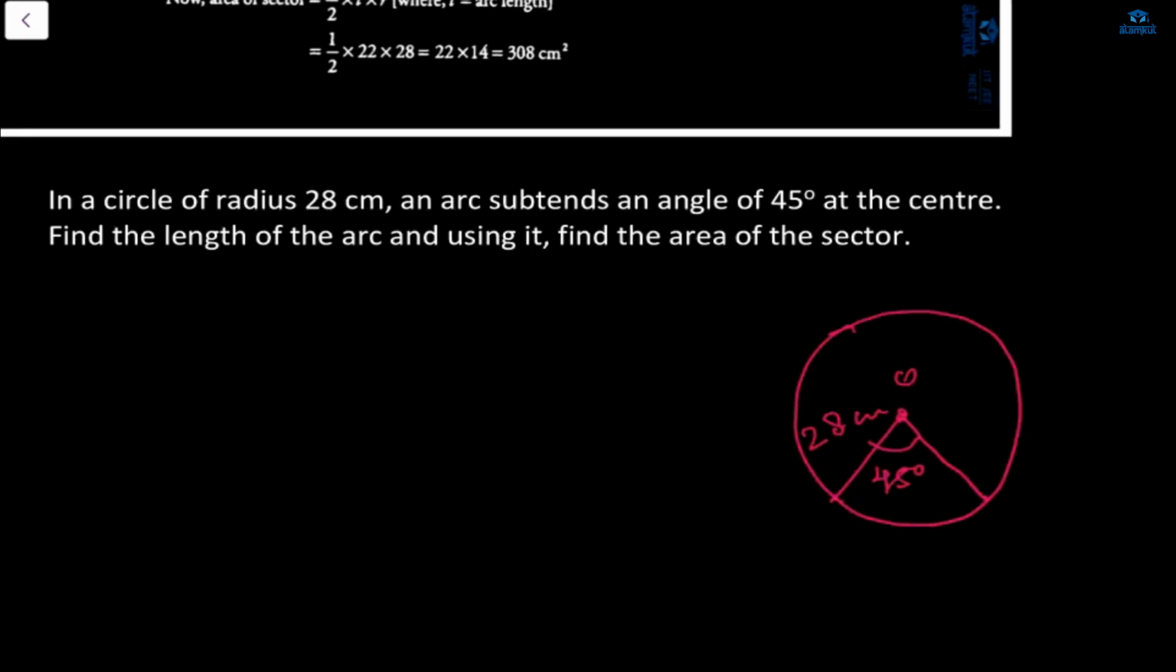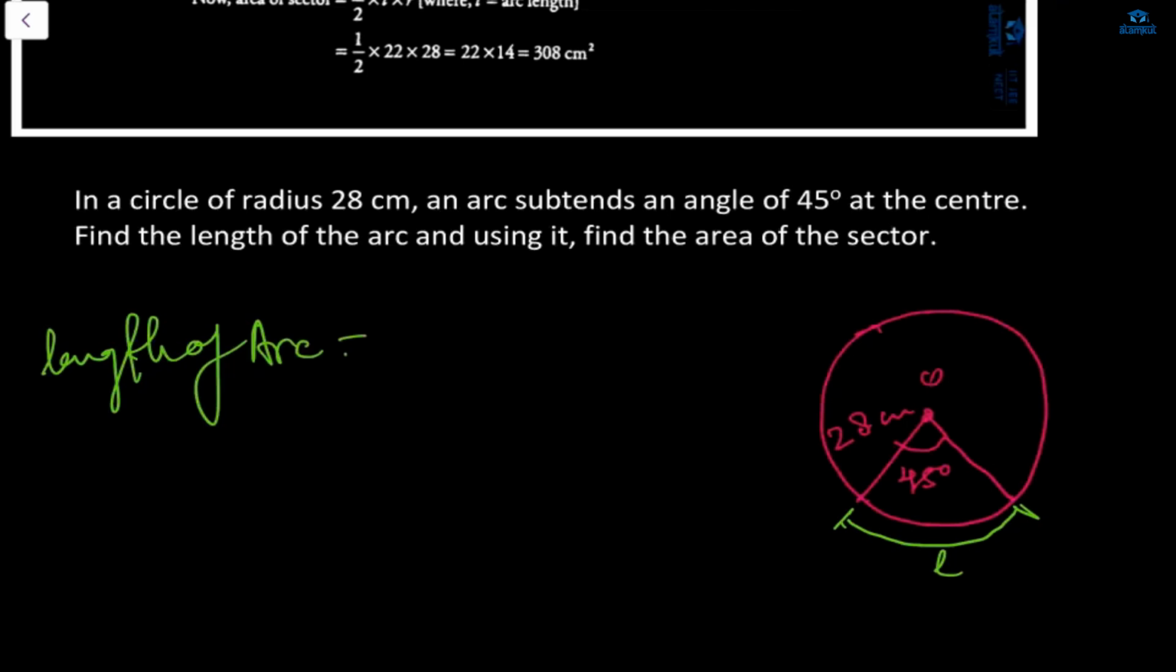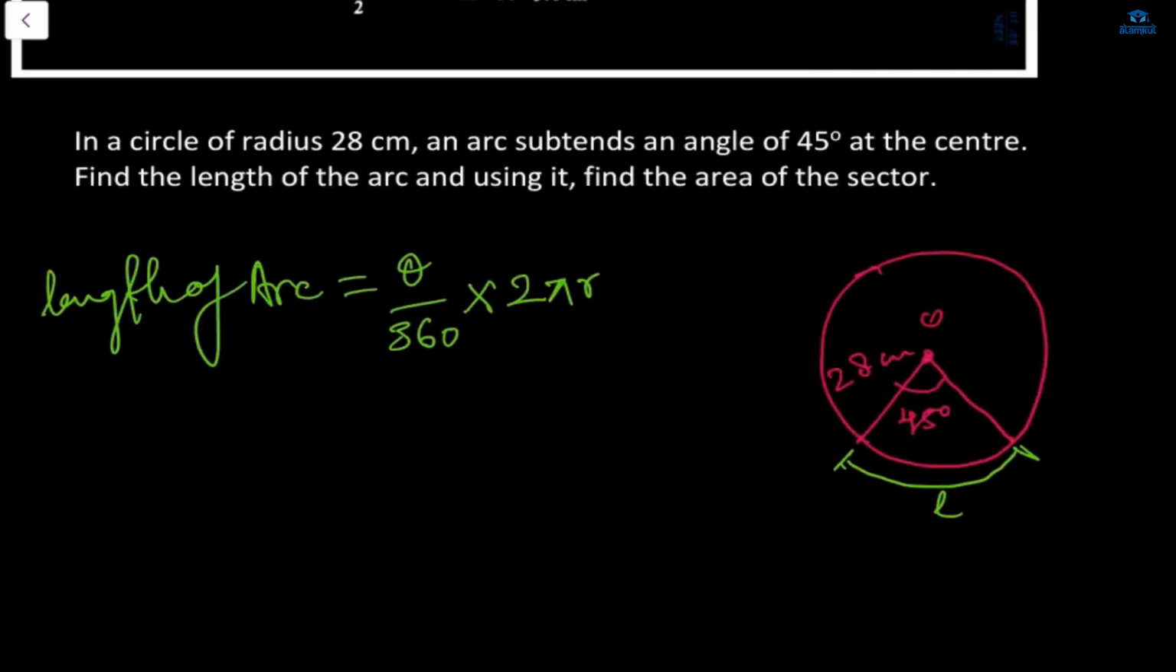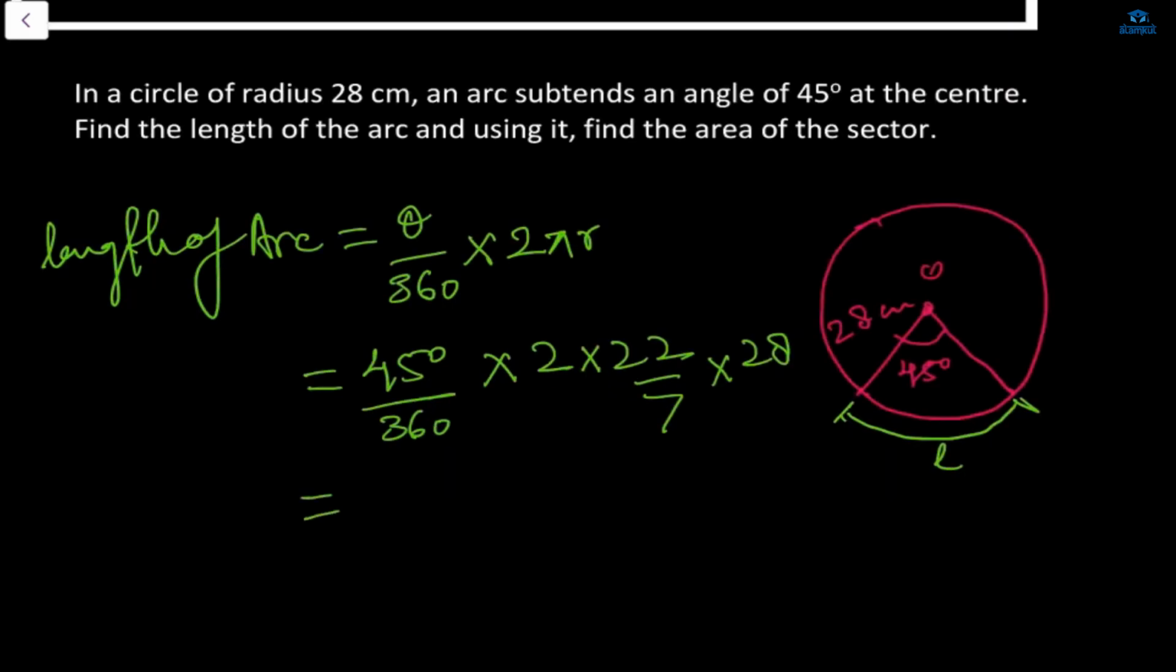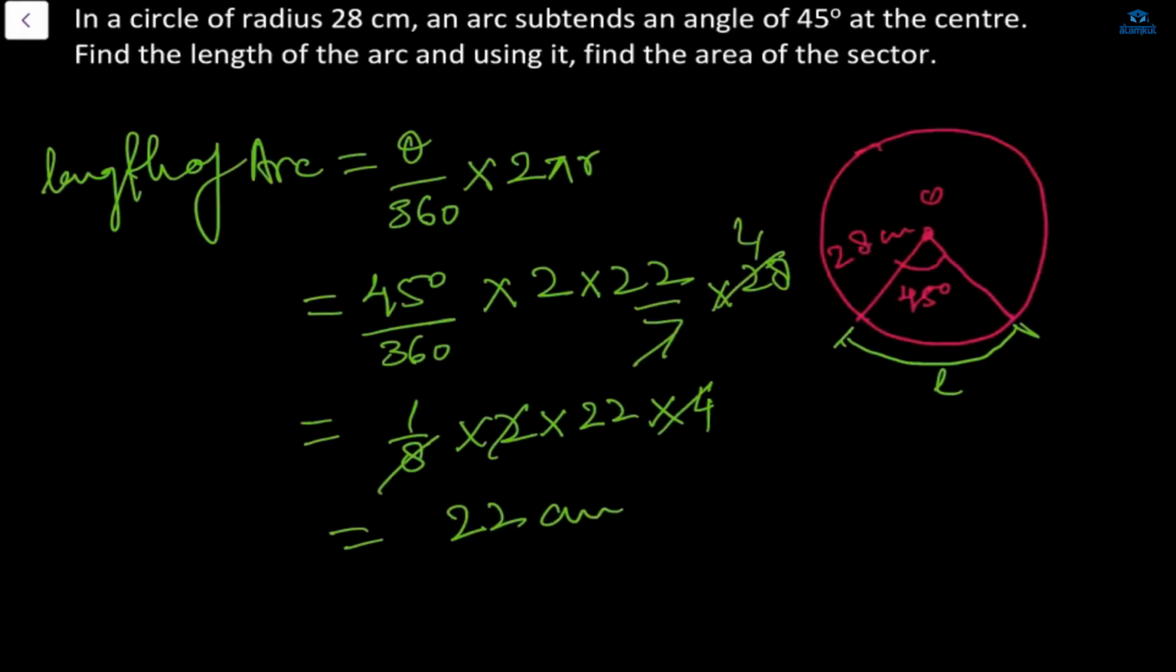Now, here we have to find the length of the arc. So what will be the length of the arc? Length of arc is equal to theta upon 360 degree into 2 pi r. Theta is already given, that is 45 degree upon 360 degree into 2 into 22 by 7 into r, which is 28. If you cancel, you get 1 upon 8, so 22 centimeter.